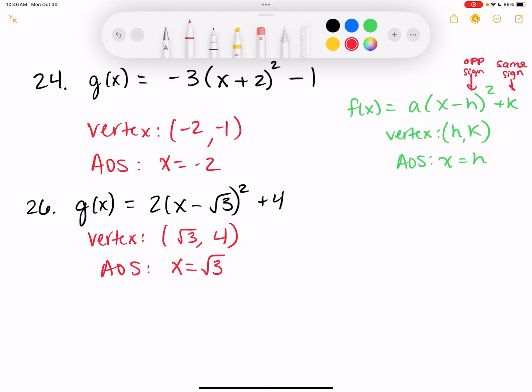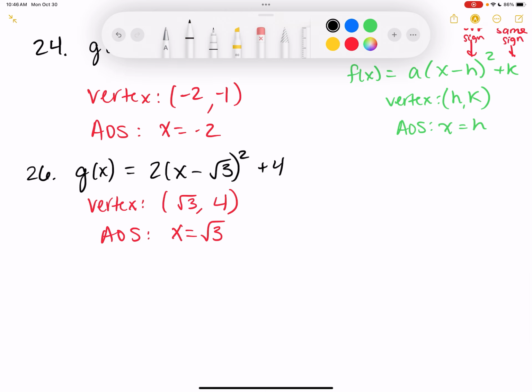All right, so this is vertex form to basically, quote unquote, standard form, kind of is how we're looking at it. But now we're going to be given standard form, and we are going to take it into vertex form. 32. H of x is equal to -2x squared minus 7x minus 4.